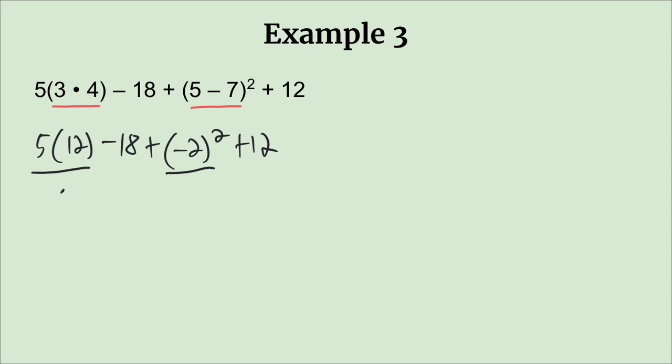So 5 times 12 is 60, minus 18, negative 2 squared is 4, negative 2 times negative 2 is 4, plus 12, and then we'll add all these together. 60 minus 18 is 42, plus 4 is 46, plus 12 is 58.